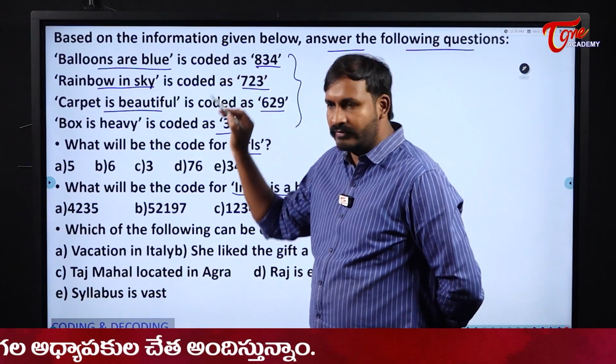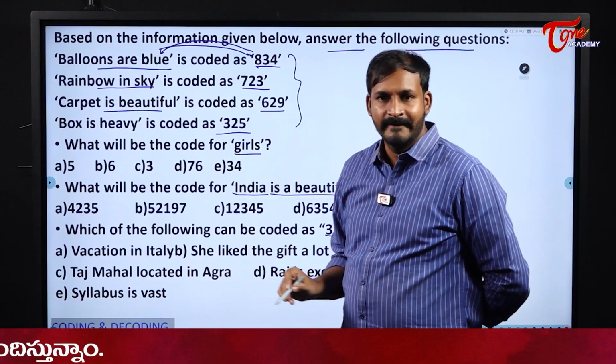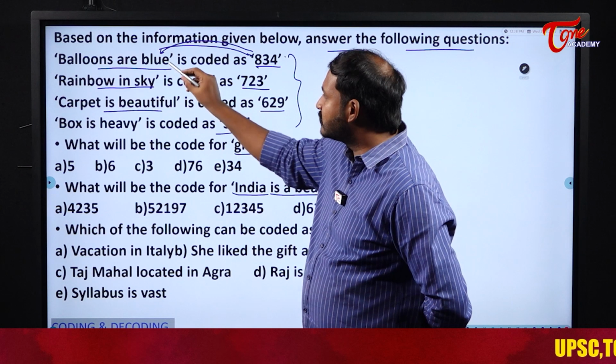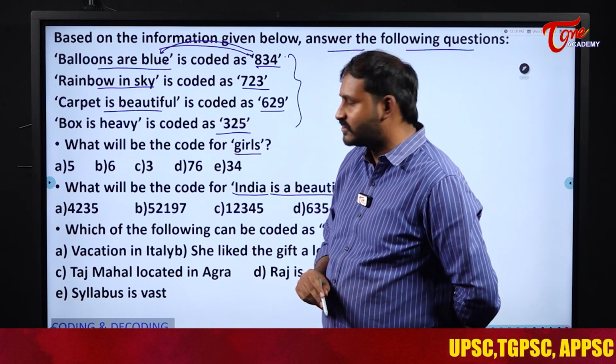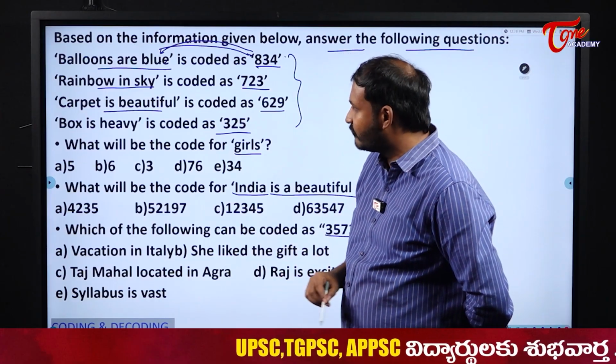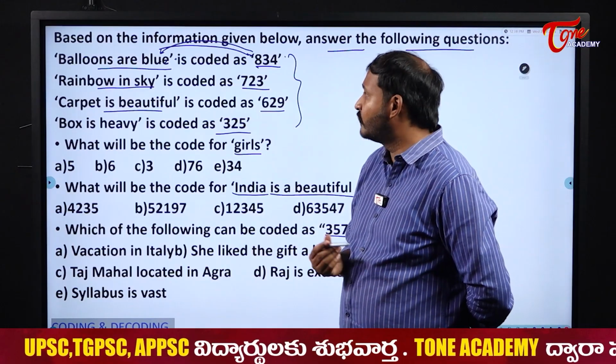So first of all, how we will go is, you can solve from here to here, it doesn't matter. Please check the first two sentences. Is there anything common in the first two sentences? No, it is of no use. Now check the first and third. Is there anything common? No, it is of no use. Now the first and fourth. That is also of no use.